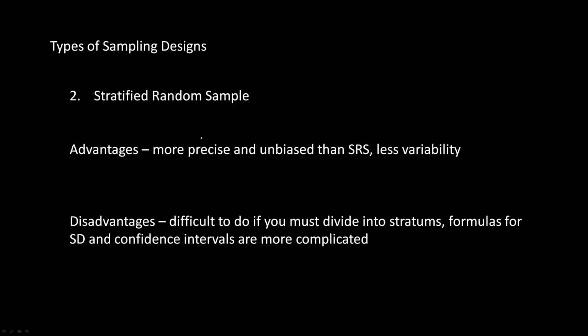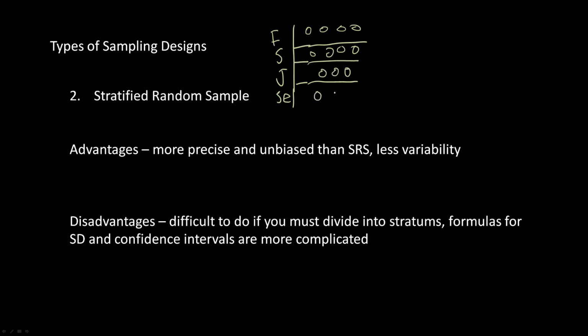Alright, so the second type of sampling design is the stratified random sample. In the stratified random sample, you divide your population into different groups. So for example, if you want your population to be high schoolers and you want to divide into 4 different categories, let's say you have the freshmen, the sophomores, the juniors, and the seniors, you divide them into 4 different categories. So like the freshmen are here, the sophomores are here, juniors are here, and the seniors are here.